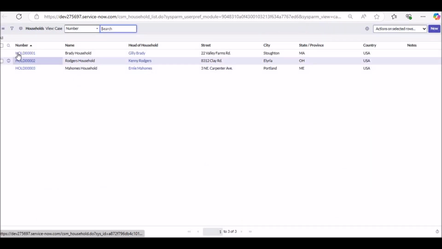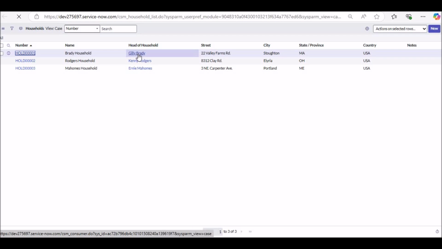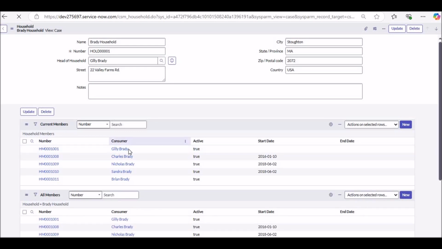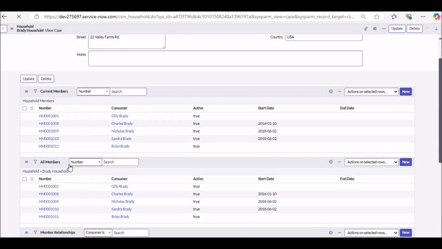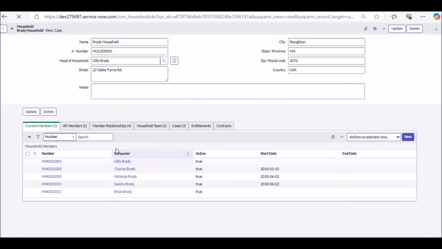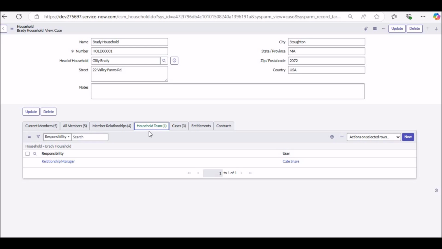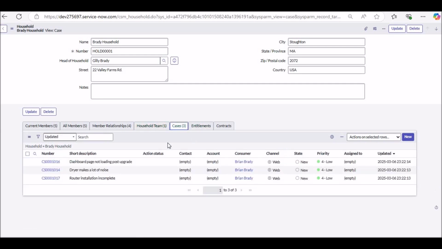In household, the head of the household is one, and other family members are also to be listed. So you can see current members; these are the consumers for any household entity which is sold. We have current members, all members, member relationship, all that list is here. Now we have this household team where we can say this particular user is the relationship manager. Any associated case will also be listed here.